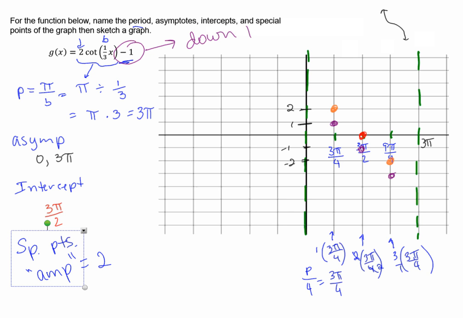Then you draw your regular graph. Comes up the asymptote, goes through my purple points and back up the other side. And that is a beautiful cotangent graph. Asymptote, asymptote, intercept. Special points using the quote-unquote amplitude, and then that becomes your graph. You just connect the curves.